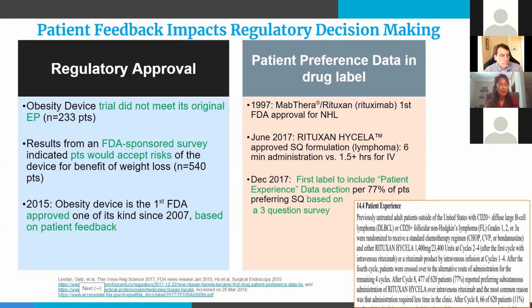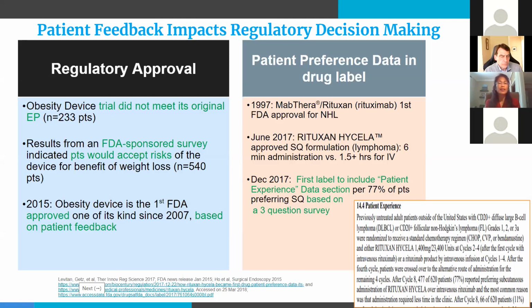Because of the patients' survey results, even though the trial itself failed its primary endpoint, the patients' responses in the survey led the FDA to actually approve this device. It was the first obesity device of its kind approved since 2007. And again, really based on patient feedback. So it's really important for you to look for opportunities to provide us and the FDA with feedback on what matters most.